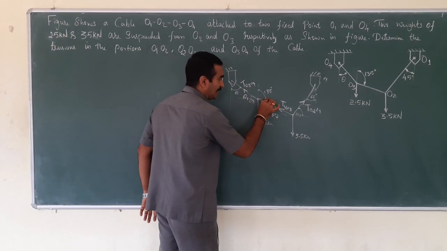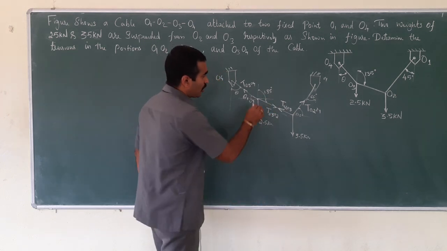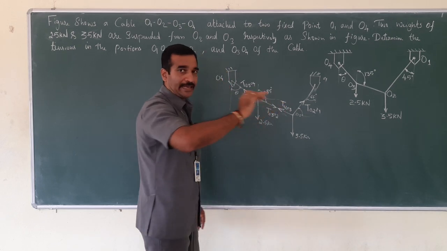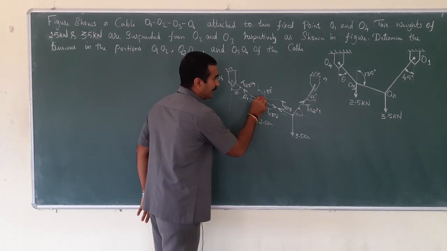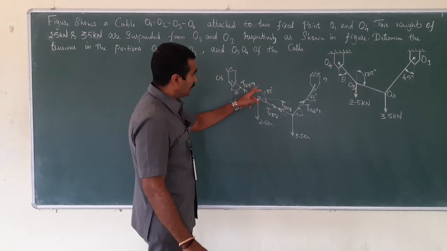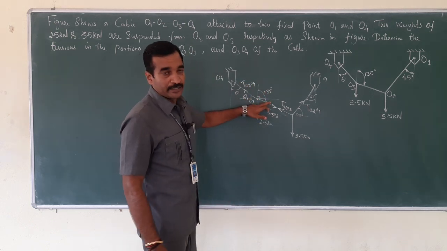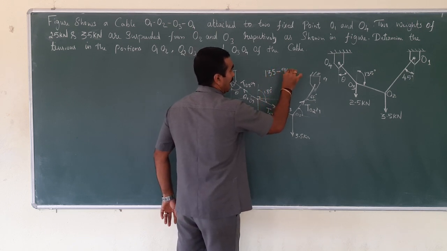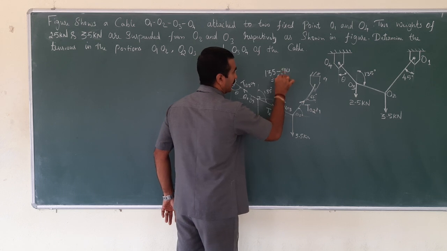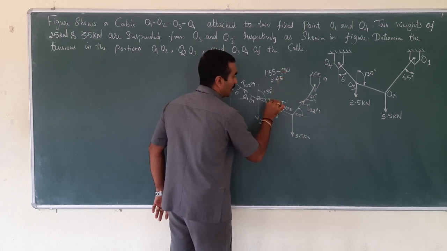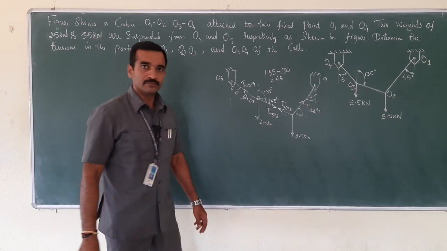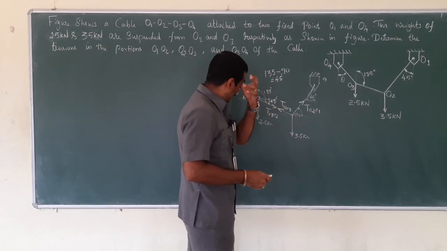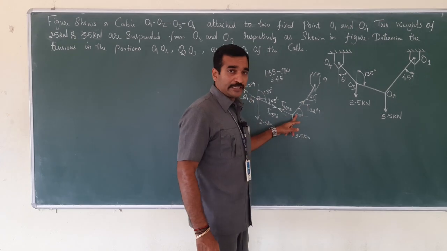And as far as this angle is concerned, if I draw a horizontal line, that is 0 degree, this could be 90, this could be 90, and the totality is 135. Therefore, what would be this angle? 135 minus 90, which would be 45 degree. So, this could be 45 degree. Got it? Right.